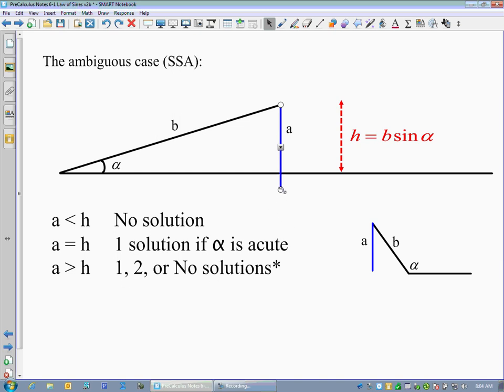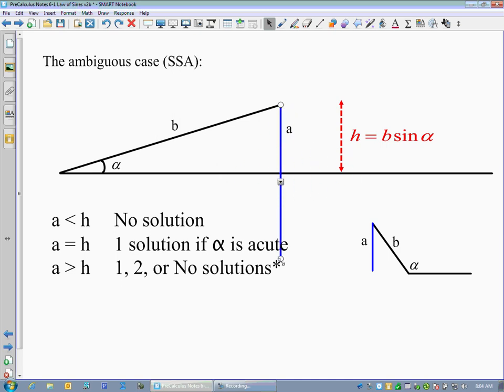So first of all, we're going to look at what happens when it's acute. If it's longer than the height, but still less than the length b, then we could swing this way, and that would be a triangle, or we could swing it this way, and that would be a triangle. So you'd have two possible triangles here.